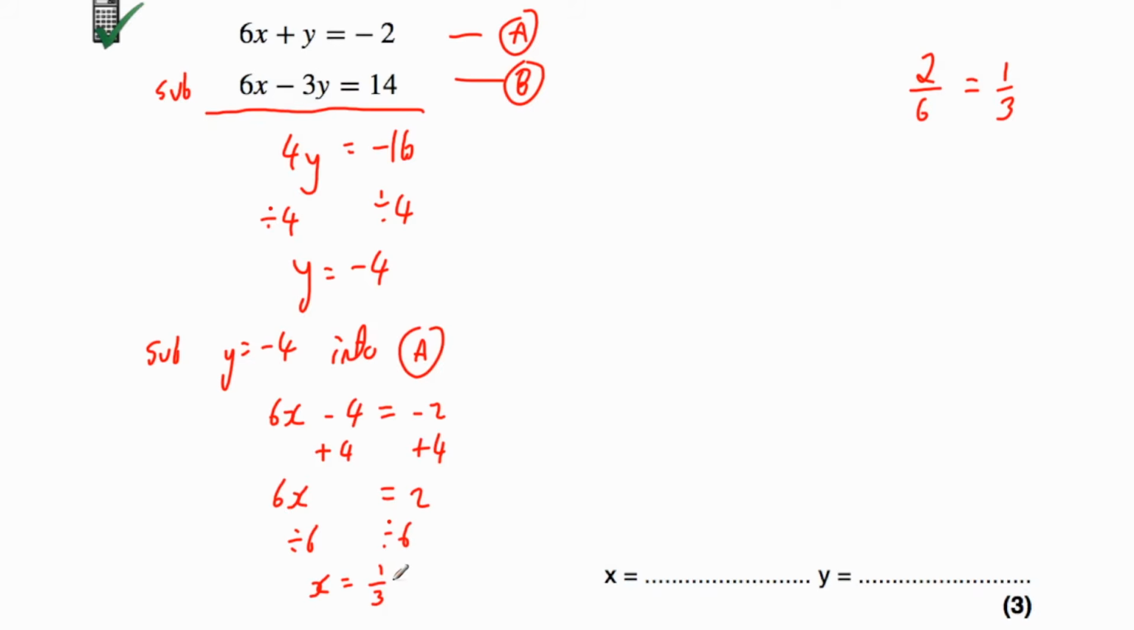You could write 0.33333 and so on, or 0.3 with a little dot above it, but in this question I'm just going to leave it as a fraction. So x is equal to a third and y is equal to minus 4. And let's check our answer. Now we've used A, so let's check in B.